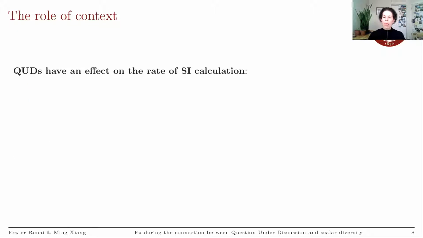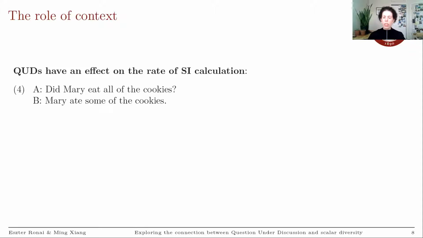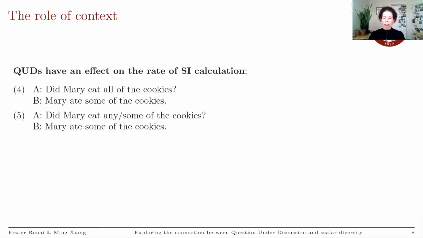At the same time, it is known that context plays an important role in scalar inference derivation. In particular, QUDs have been found to have an effect. For instance, consider the dialogue in 4. Did Mary eat all of the cookies? The response is Mary ate some of the cookies. And now compare this to the dialogue in 5. Did Mary eat any of the cookies, or did Mary eat some of the cookies? And then once again, the response is Mary ate some of the cookies.